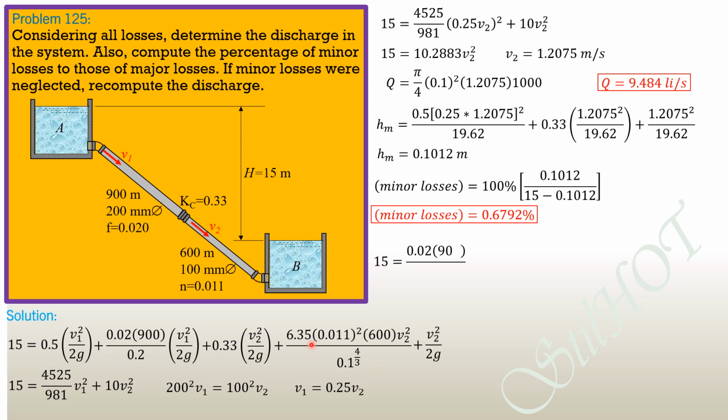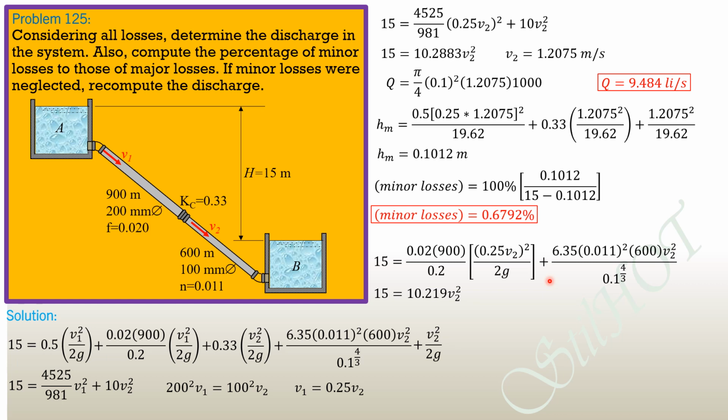So 15 equals 0.02 times 900 over 0.2 times 0.25 V sub 2 quantity squared over 2g, 19.62, plus 6.35 times 0.011 squared times 600 V sub 2 squared over 0.1 to the 4/3. So this is V1. I changed V1 to 0.25 V2 squared so that we can solve this problem shortly. So 15 equals 10.219 V sub 2 squared.